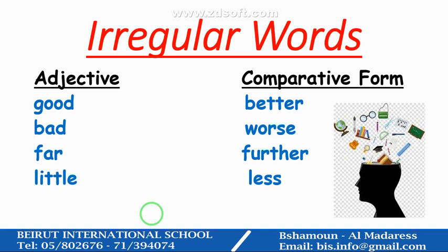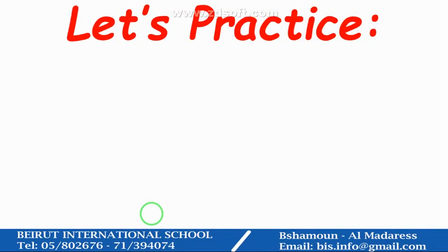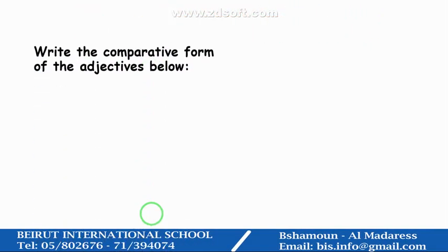We can say something is better than something else. Something is worse than something else. A certain place is further than another place. Something is less than another thing. Let's practice. Write the comparative form of the adjectives below.